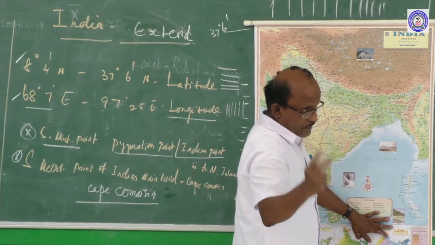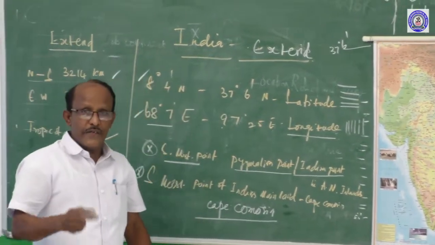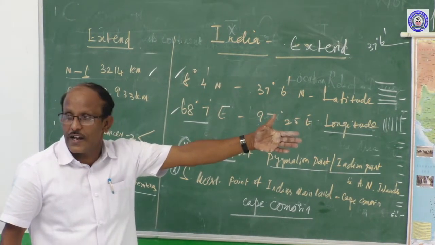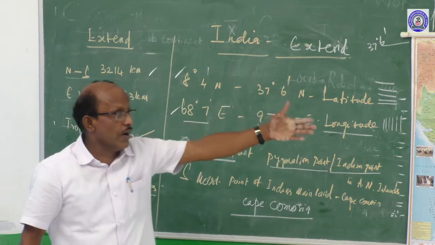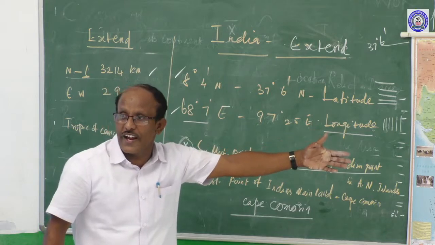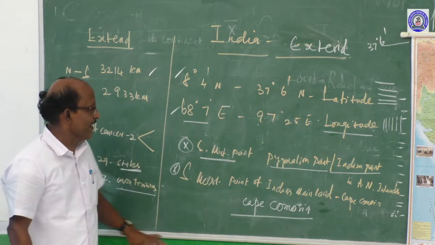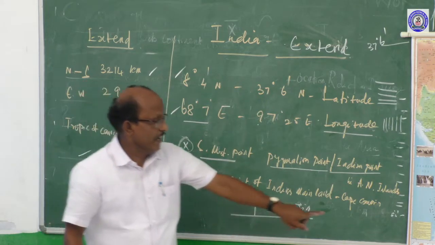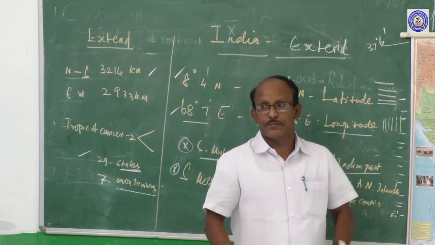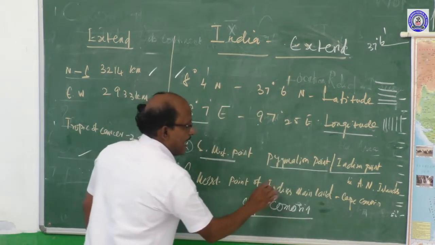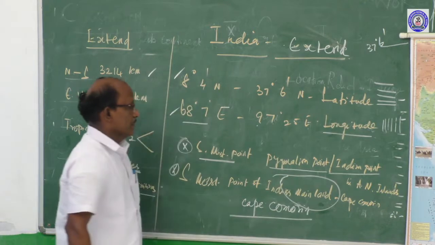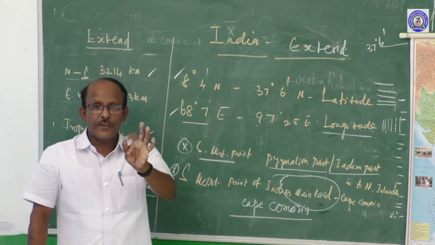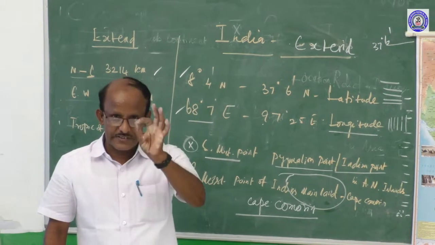There will be doubtful questions where people can make mistakes easily. Like the total coastline of India's mainland, including islands. Same thing here. If it simply asks the southernmost point of India's mainland, that is Kanyakumari. If they have left out the mainland and simply ask the southernmost point of India, then Pygmalion Point or Indra Point is the exact answer.